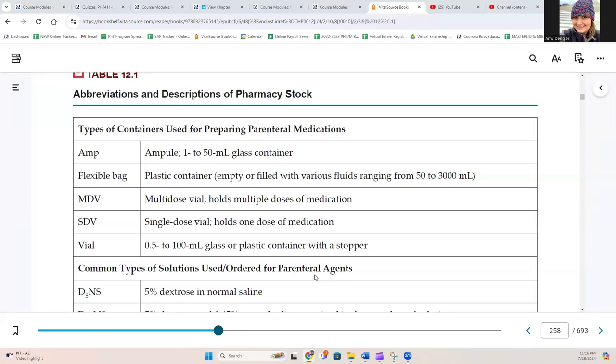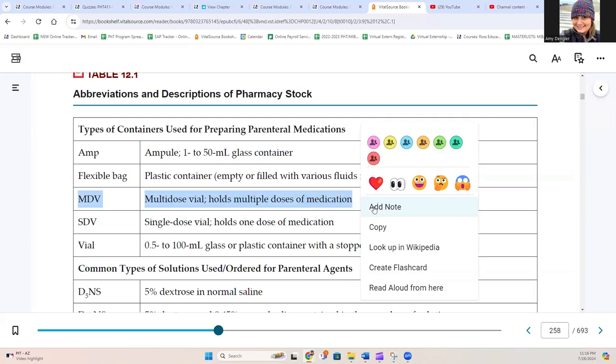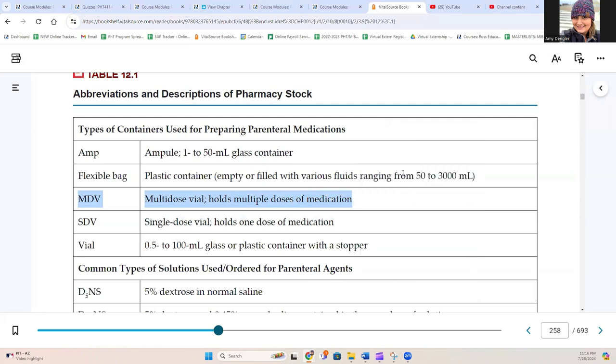So we have AMP for ampule, flexible bag, MDV, multi-dose vial, which holds multiple doses of medication. Just going to highlight that. That might be important for you when you're doing your homework or quiz. We have SDV for single dose vial.